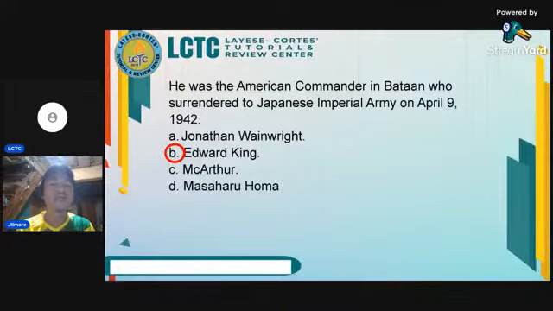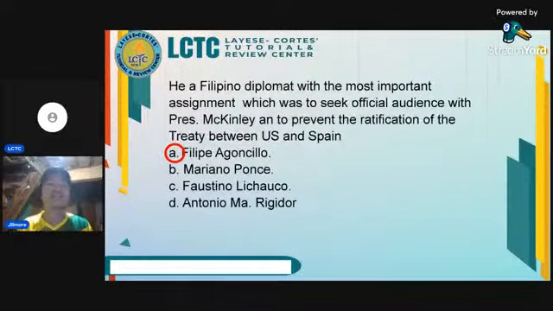Okay. Masaharu Homma was the chief general of the Japanese Imperial Army. Okay. Take note. Bataan Commander, Edward King. Corregidor, Jonathan Wainwright. Okay.